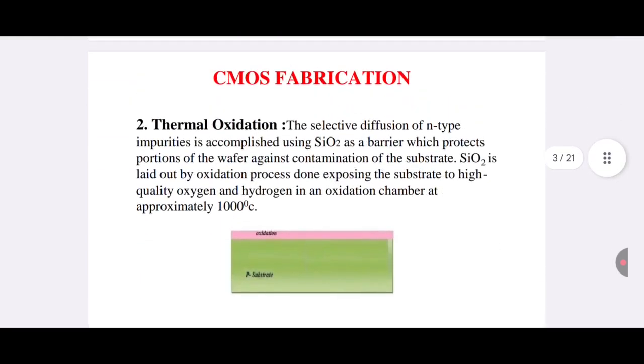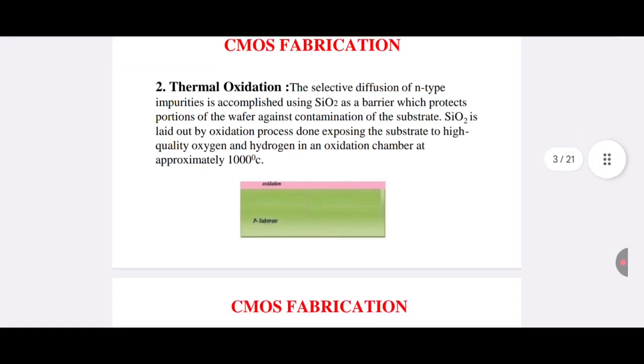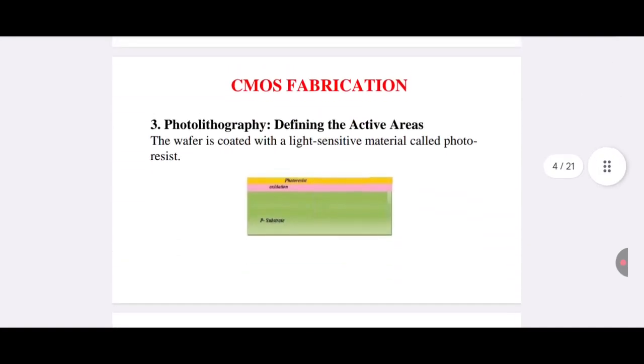The next step is thermal oxidation. Here the substrate is heated up to very high temperatures, around 10,000 degrees Celsius, and then silicon dioxide is deposited on the substrate. This silicon dioxide acts like a barrier and protects the substrate from contamination. And then we are going to deposit photoresist all over the surface.